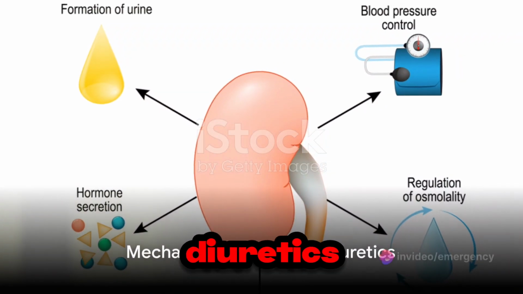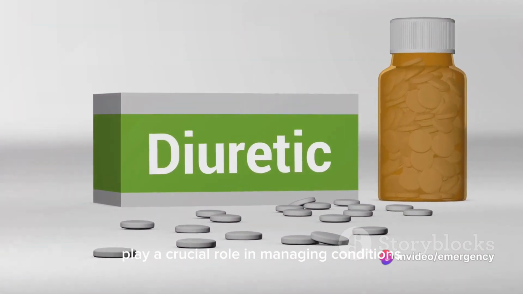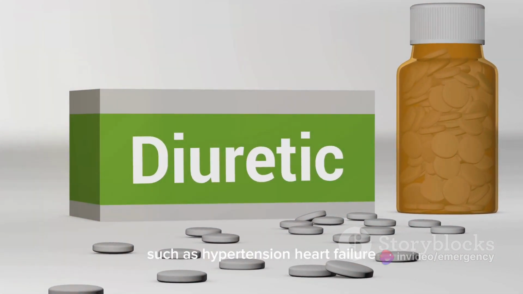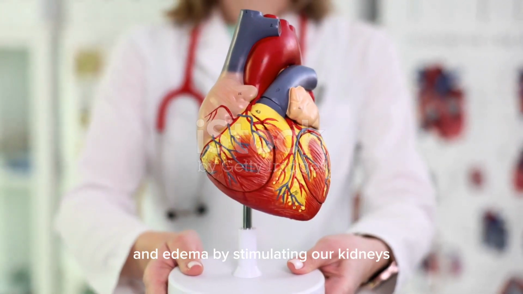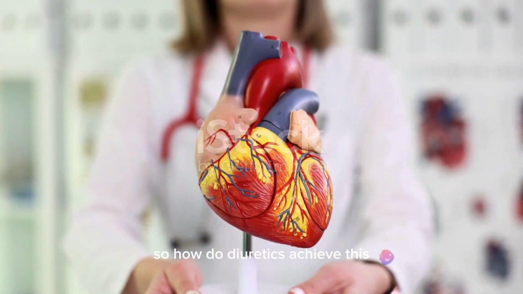Ever pondered how diuretics work in our body? These pharmacological agents play a crucial role in managing conditions such as hypertension, heart failure, and edema by stimulating our kidneys to increase the excretion of sodium and water. So how do diuretics achieve this?